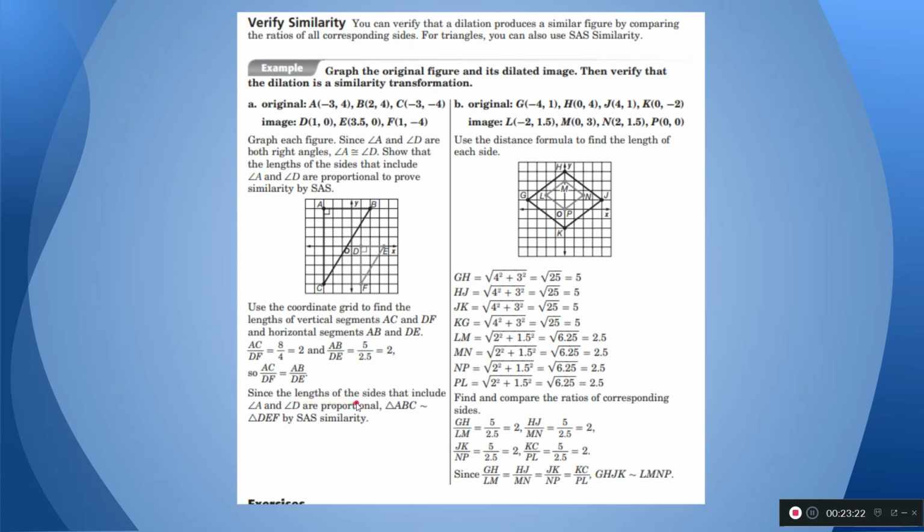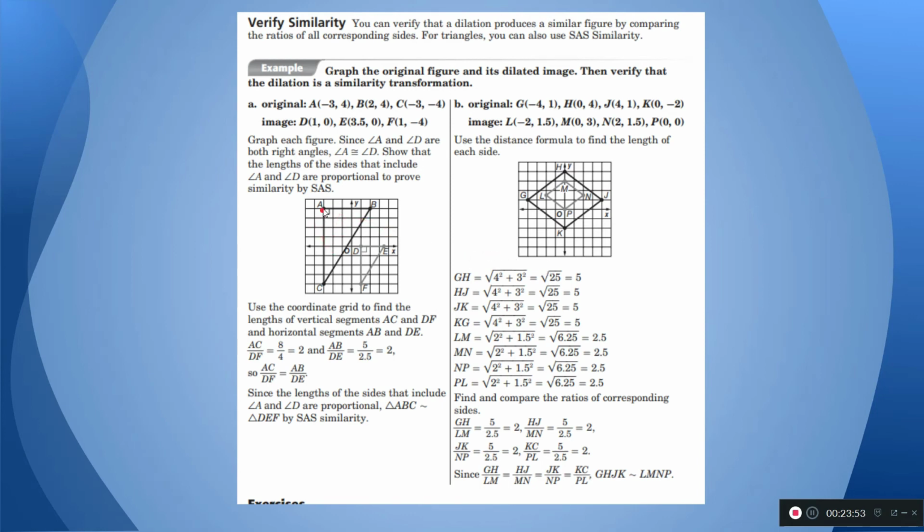So since the lengths of the sides that include angle A and angle D are proportional, then triangle ABC is similar to triangle DEF by side angle side similarity. Notice how they compared this side to this side, and then used the angle in between for side angle side.